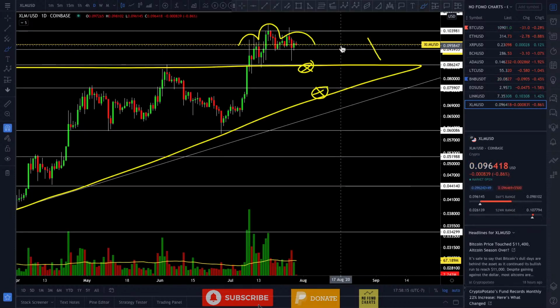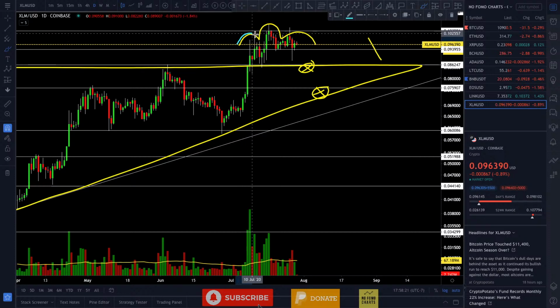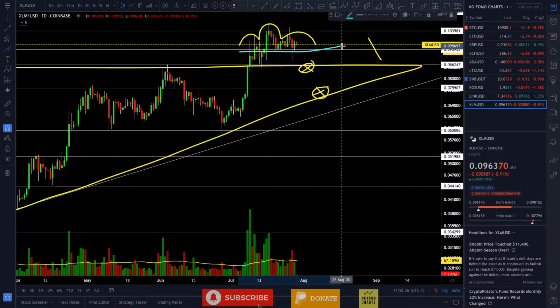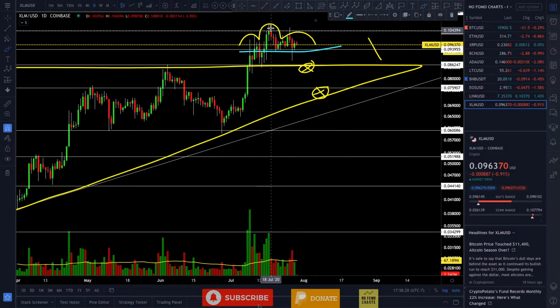All right, last one for today. XLM, Stellar USD. All right, so I called this head and shoulders days ago, right? The pattern completed, but it was very short-lived. All right, look at this. From head to neck.